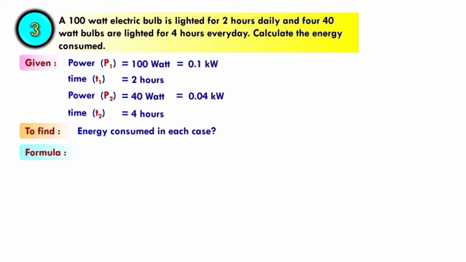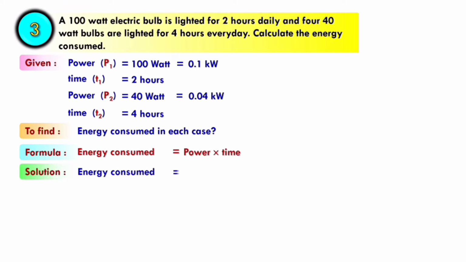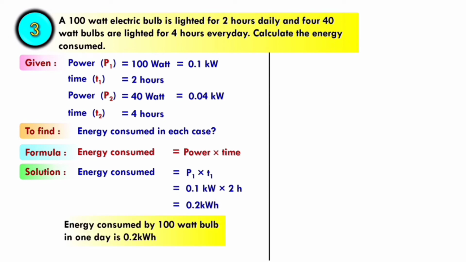Alright, so the formula here, energy consumed equal to power into time. Now let's solve it. Energy consumed equal to, we will find out for power 1 and time 1. Okay, now put the value 0.1 kilowatt into 2 hour. So we will get 0.2 kilowatt hour. So energy consumed by 100 watt bulb in 1 day is 0.2 kilowatt hour.